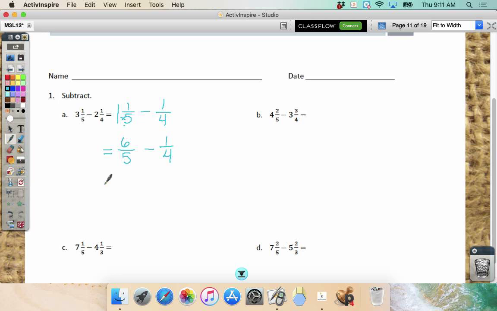Okay? So which option is it? 1. Common denominator for 5 and 4. And then I'm going to do top down, bottom up. So what do we get for our answer? 19/20. And that's fairly simple.